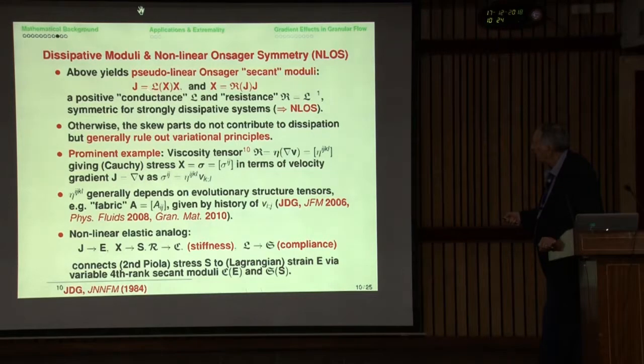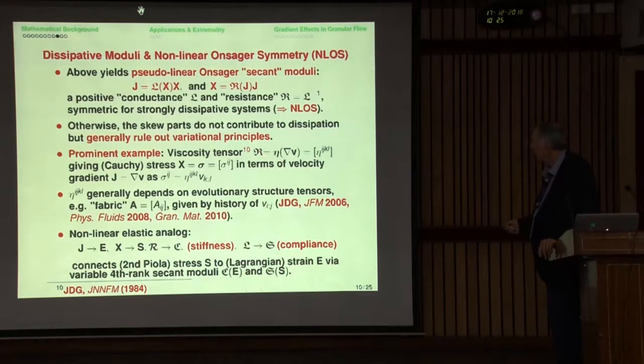You simply replace the constant conductance and resistance by functions of the force or the flux. And if those matrices are symmetric, then we have nonlinear Onsager symmetry, and that corresponds to the absence of those gyroscopic terms. The skew symmetric parts do not contribute to dissipation, but they rule out variational principles that I'll talk about in a moment.